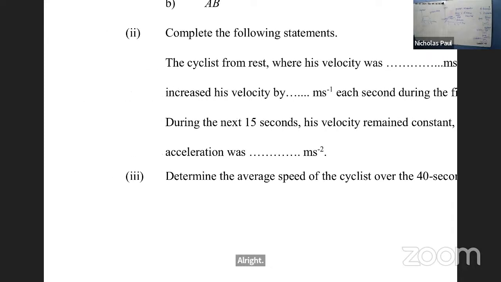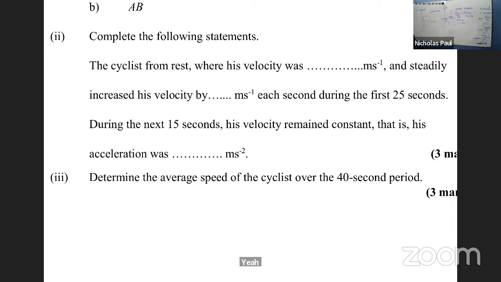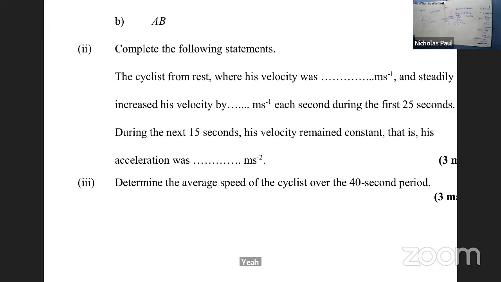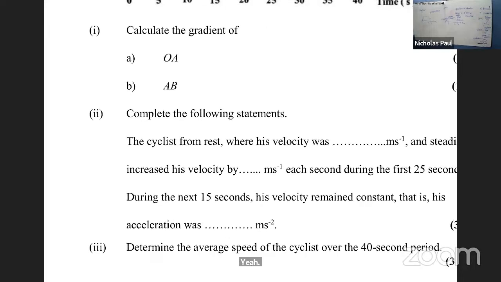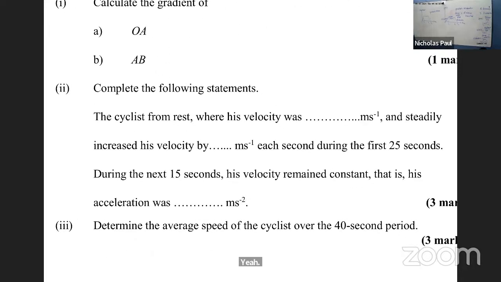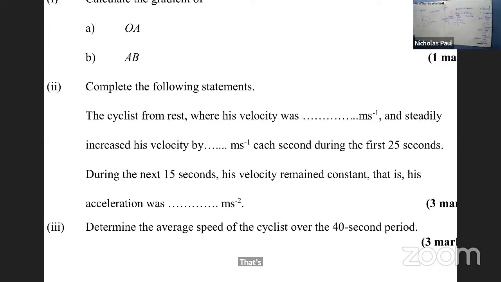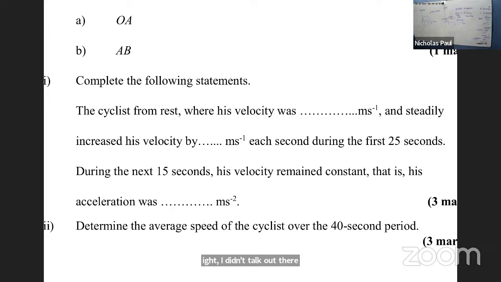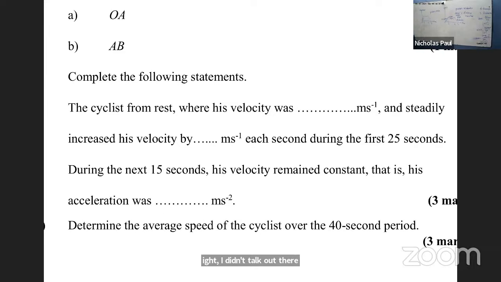Write down the words there and then we'll go back and fill out the blanks. Write down the paragraph there. And then we'll go back to the graph.